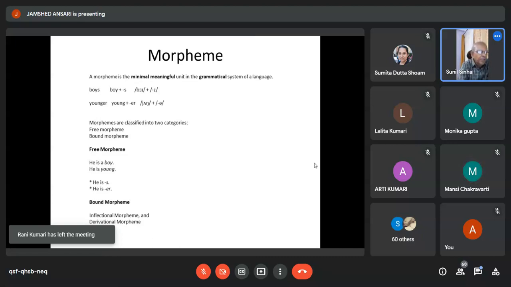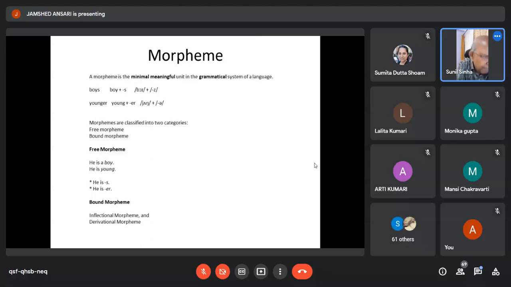All clear. Okay. So, I hope you have understood the concept of morpheme. That is, each word is a morpheme, or each word is a combination of more morphemes. For example, boy in itself is a morpheme, which consists of only one morpheme. But boys has got two morphemes, boy and s. Young is a single morpheme, but younger has got two morphemes, young and er. And you can have more than one morpheme. You can have two or three.